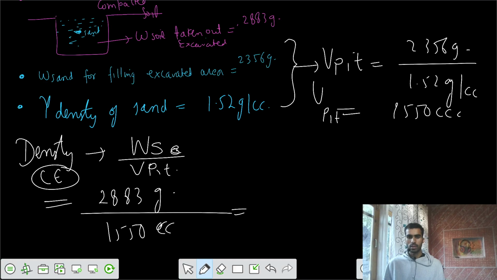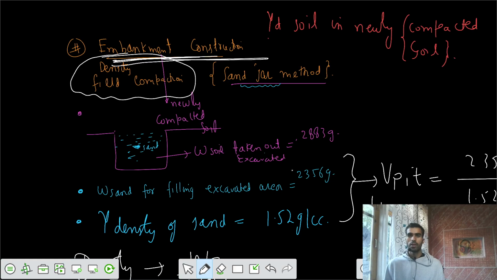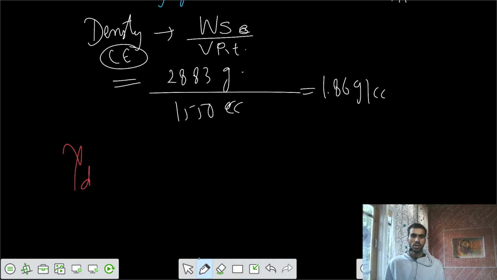So that's your 1.86 grams per cc. And let's say that I want to calculate gamma dry of the soil in the newly constructed embankment, the compacted soil there. So for that, we need to calculate gamma dry. If the moisture content in the soil is 16%, now I can say what is the dry density of that soil in the compacted zone. That's 1.86 divided by 1.16.